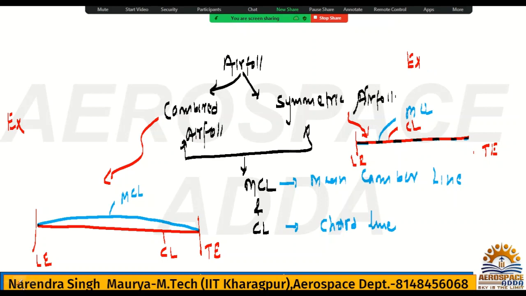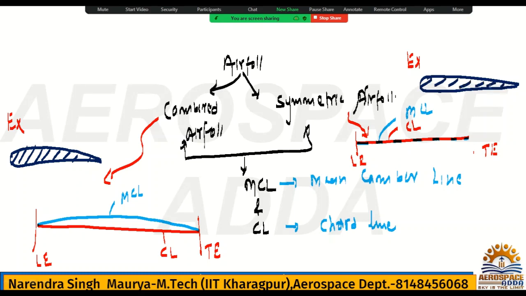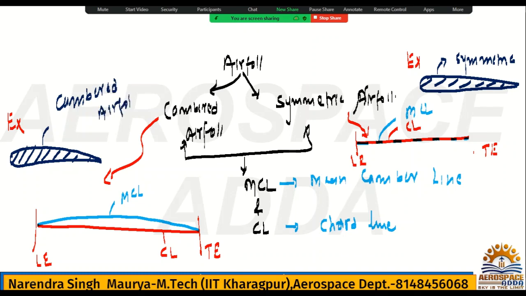Now I will draw an example for both the cambered airfoil and the symmetric airfoil. Many times you have seen this, which is the cambered airfoil. And what is the symmetric airfoil? Check, this is the symmetric airfoil. For the symmetric airfoil, the mean camber line and chord line will be overlapping each other. Okay, symmetric airfoil. I hope it is very clear to you.